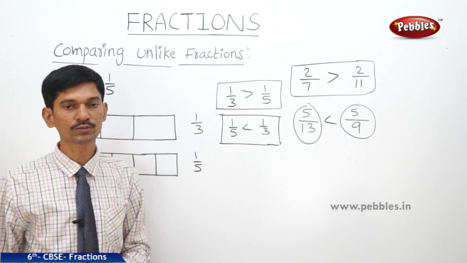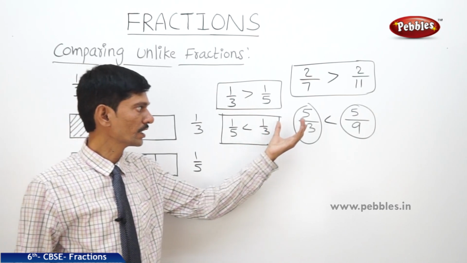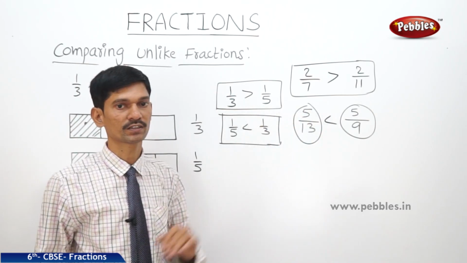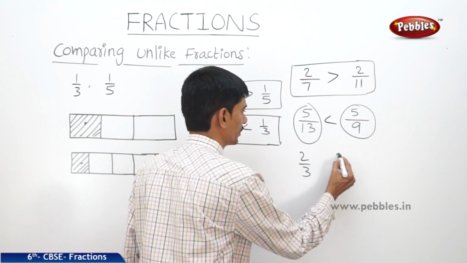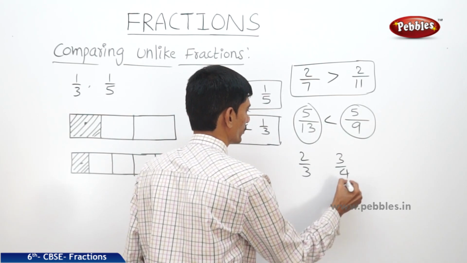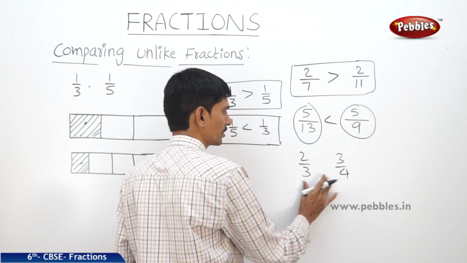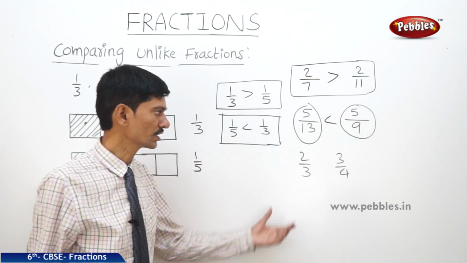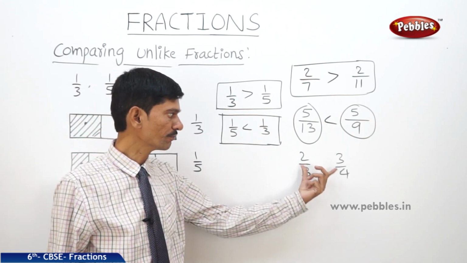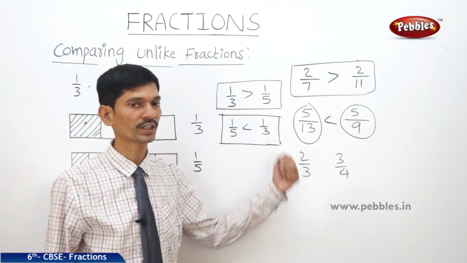Now we should learn how to compare the unlike fractions with different numerators. So like 2/3 and 3/4. So here neither the denominators are equal nor the numerators are equal. So this is the case of unlike fractions with different numerators.